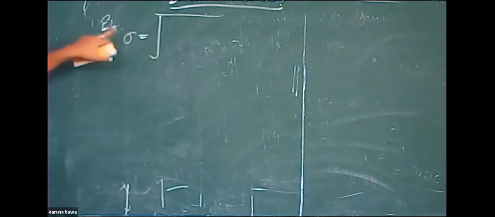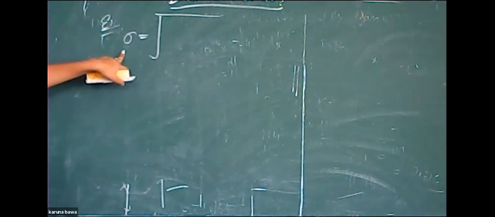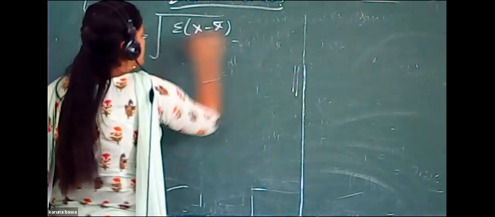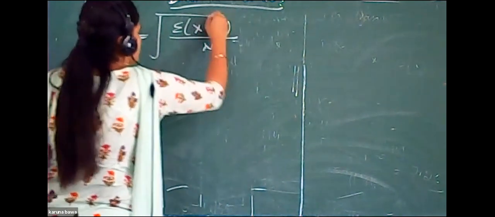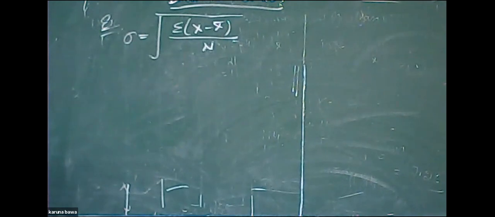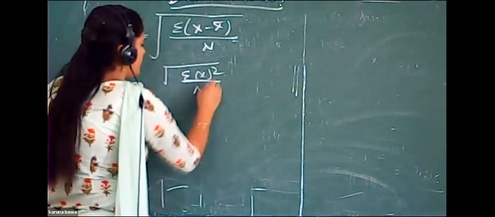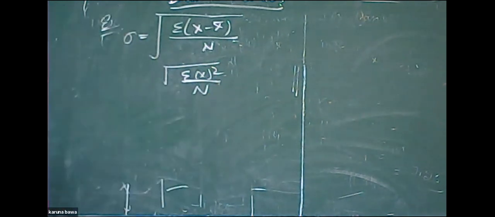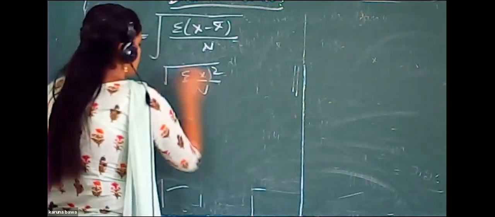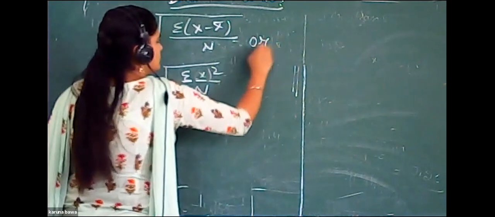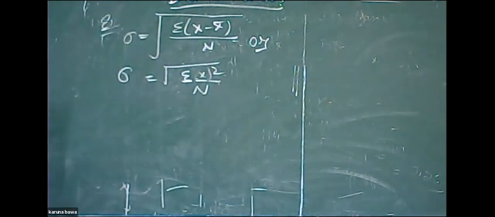Basically, this is the sign of standard deviation. So summation x minus mean, divided by n, or also, this is the formula. So both are formulas of the individual series in the actual mean method.